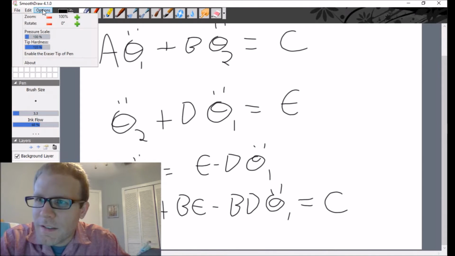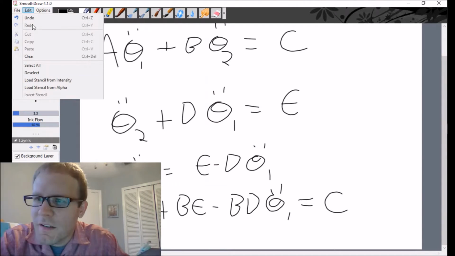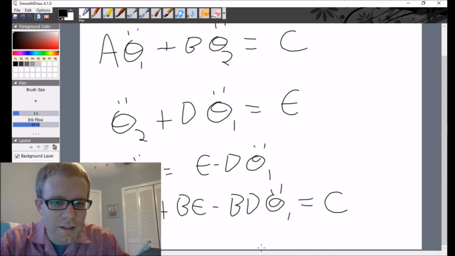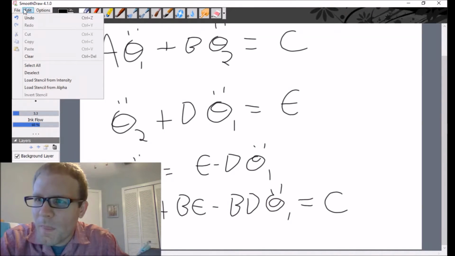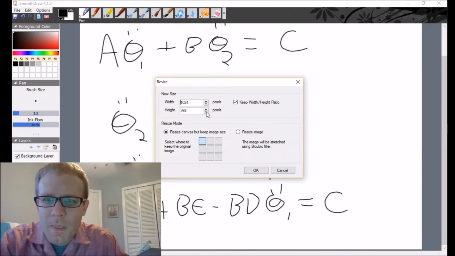How do I extend the range of this board? Resize, perfect. Height, no, that's fine.